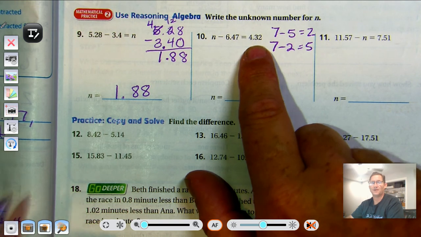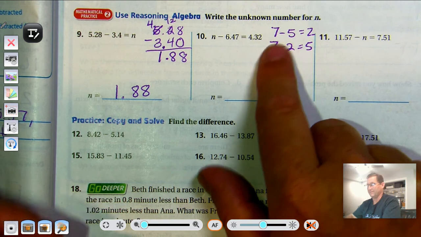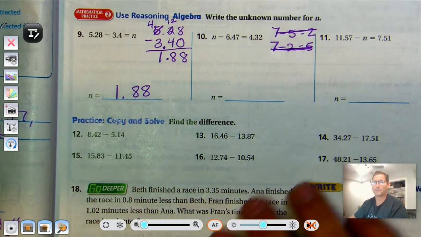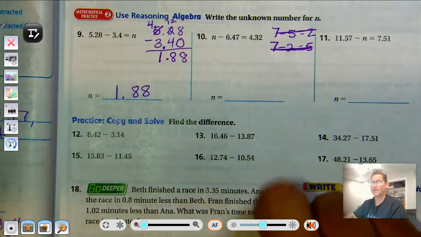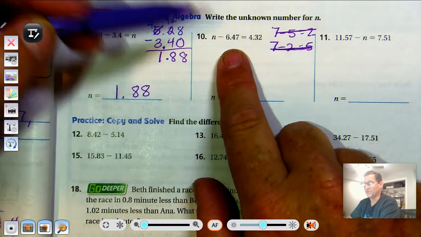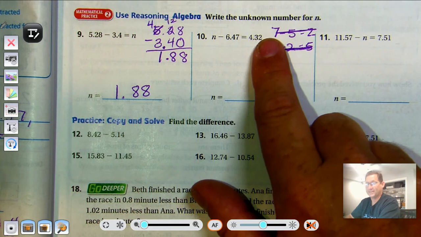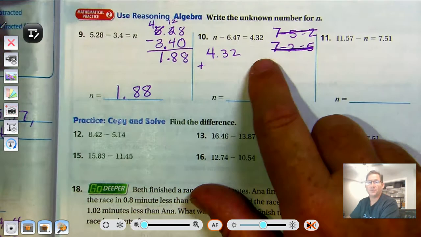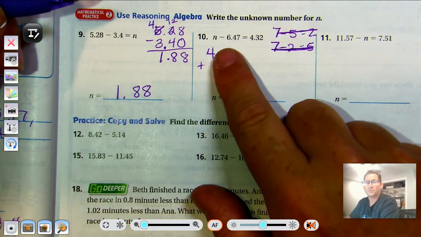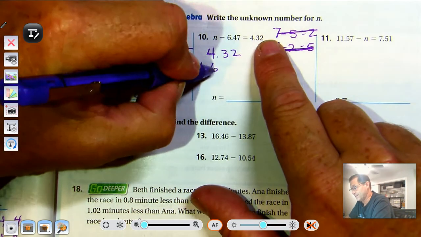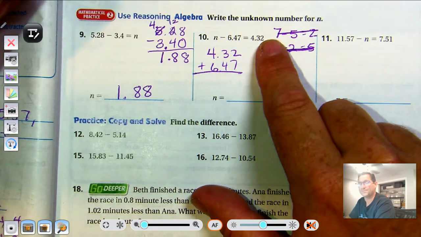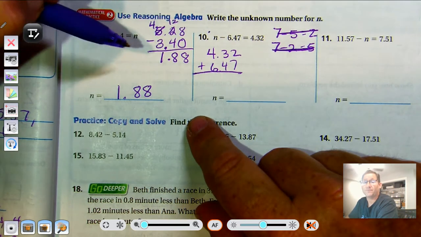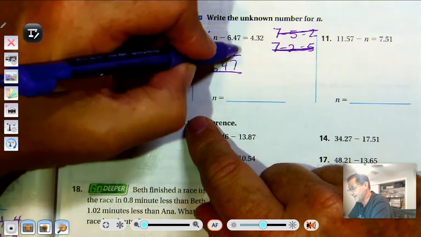I jumped ahead of myself. That's actually number 11. Sorry. Ignore what I just said. That is true for number 11. This one is what we've been doing to check our answers, right? Our difference is 4 and 32 hundredths. We subtracted 6 and 47 hundredths. That will give us the number we're subtracting from. All right, so let's just add.